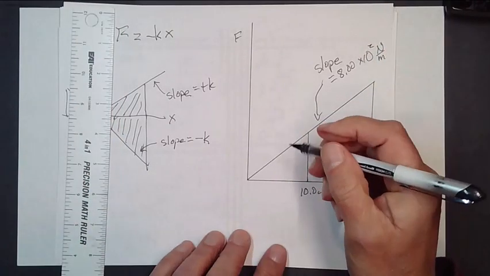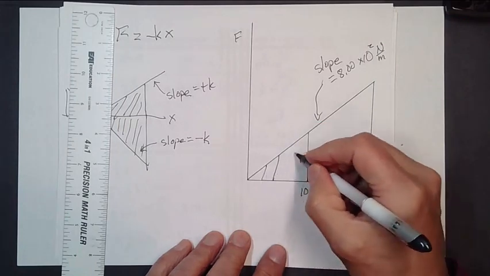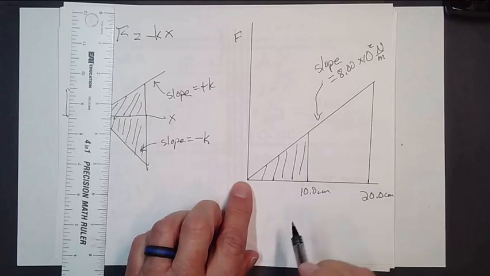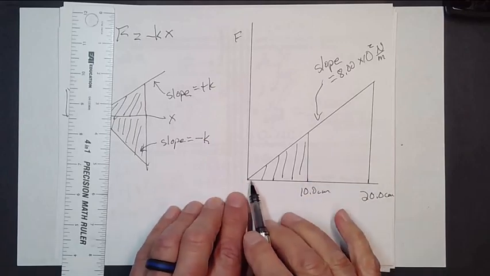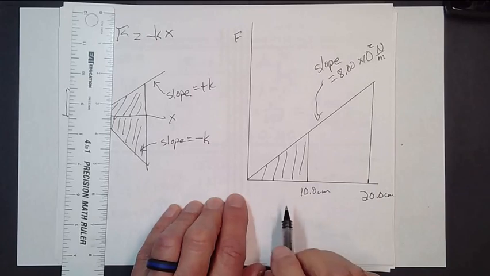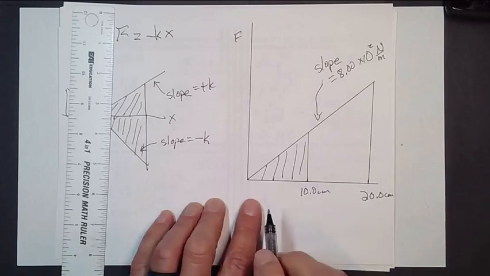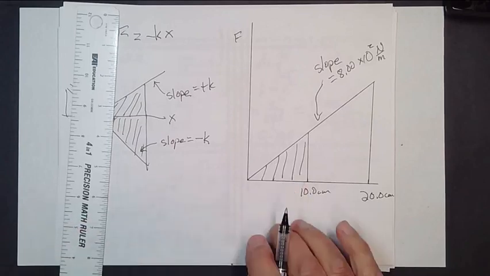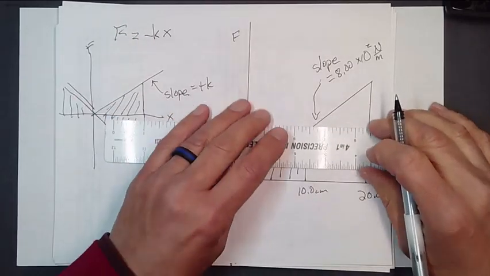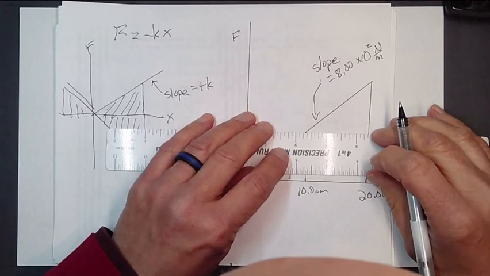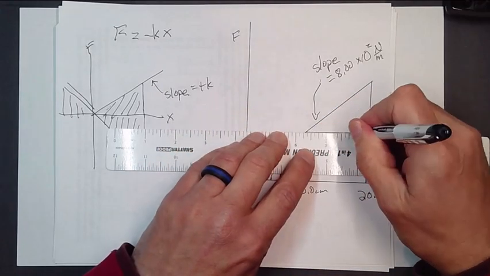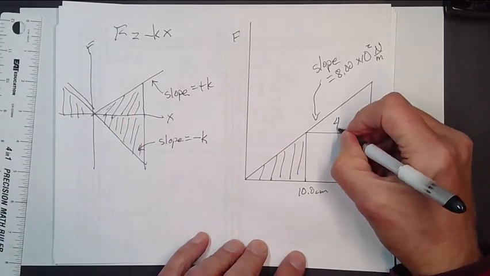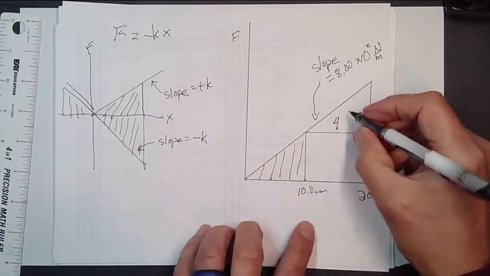Now, for the first part, they told us that this area right here, the area under the force we exerted versus position graph, is equal to 4.00 joules. Well, if I draw a horizontal line up here, this area right here is exactly equal to that one.